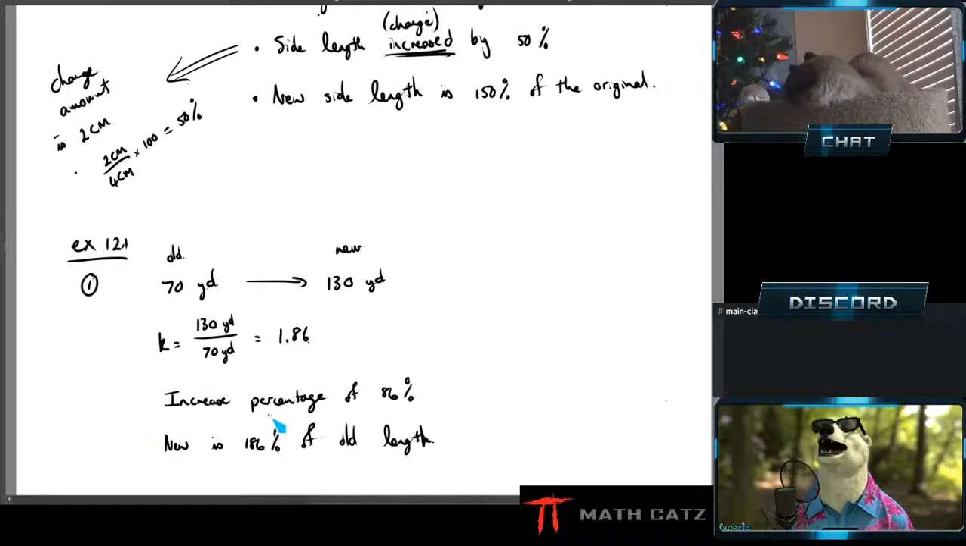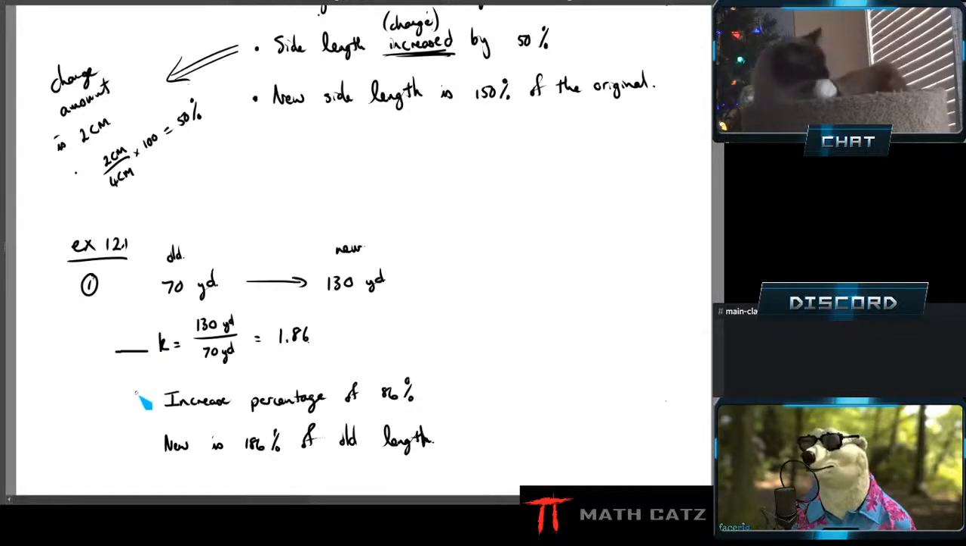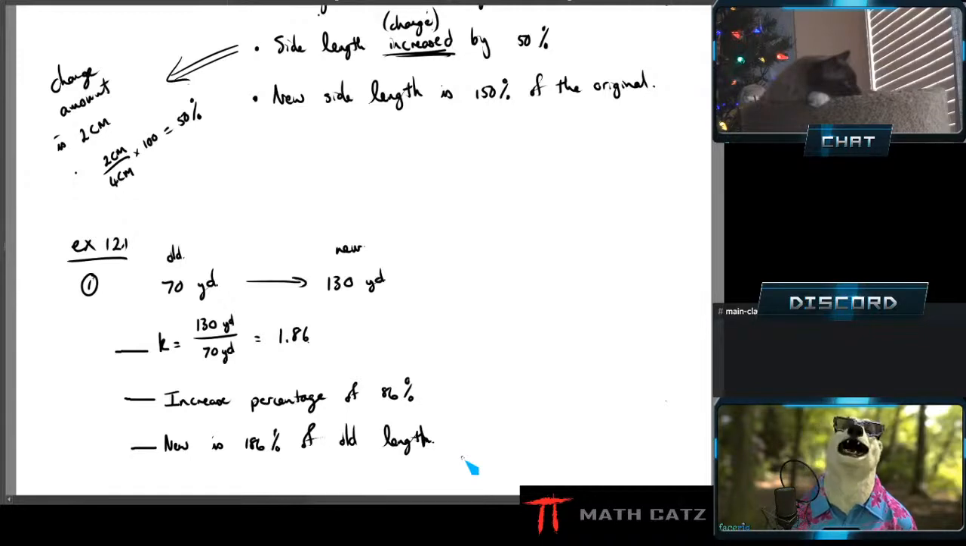That's one way, of course. I can focus on the increased percentage. It's the old increased by 86%. Or I could focus on the whole scale factor as a percentage, then say the new length is 186% of the old length. All these three are equivalent. And they all refer to the length dimension or how the length dimension has changed. So I'm just trying to get used to that with specific examples.